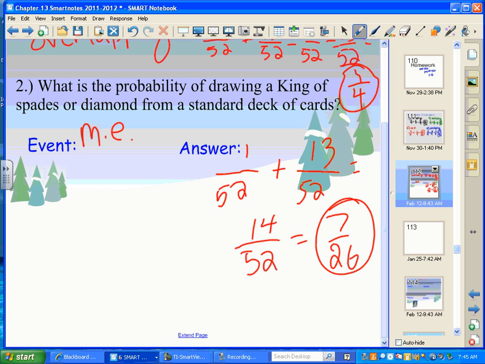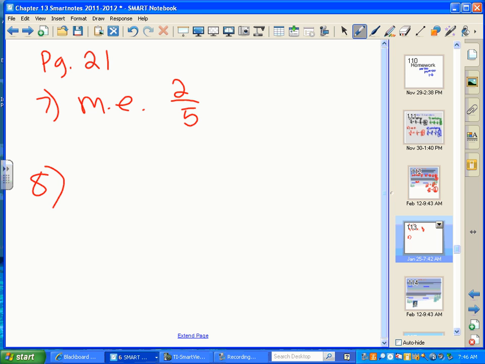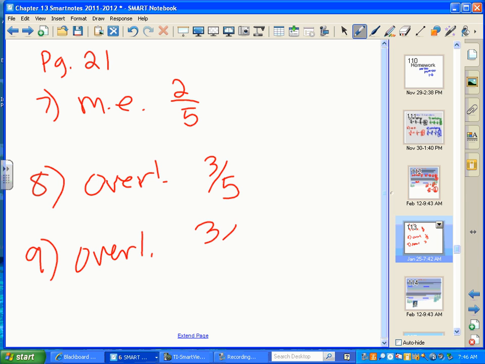All right. Let's go to the other warm-up, which was 7, 8, and 9. This was page 21 in your homework packet. All right, Charles, number 7. What's the event? What's the answer? Page 21 in the homework packet. Good job. Mutually exclusive, 2/5. Number 8, Emma H. Awesome. Overlapping, and the answer is 3/5. Number 9, Justin. Good. Overlapping and 3/10. Awesome.